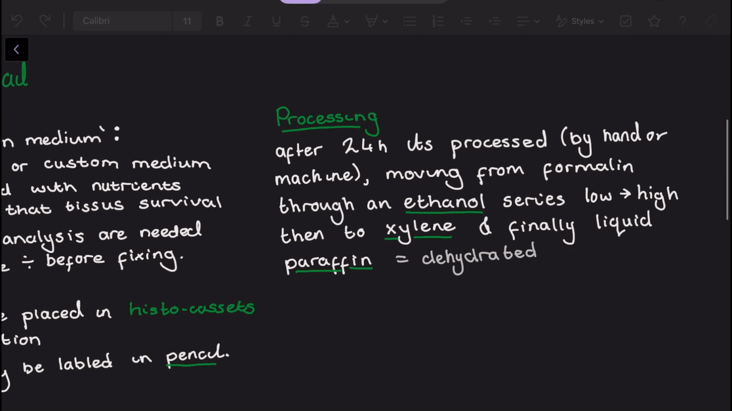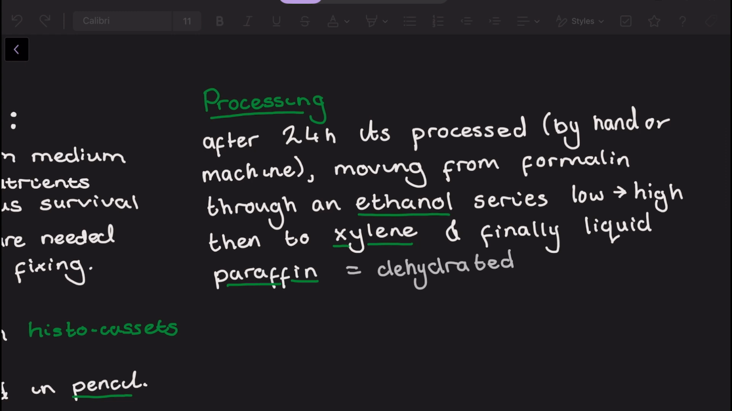When it's been fixed, it then has to go through processing. This used to be done by hand, but now there are huge automated tissue processors. It moves the cassette from the formalin solution through an ethanol series from low to high concentration to dehydrate the tissue. Once it goes through the ethanol series, it then moves into xylene, which is dangerous, and then it's moved into liquid paraffin, so wax, and then it's taken out and allowed to solidify. And once it's gone through all this processing, the sample's fully dehydrated and there's no water left in it at all.